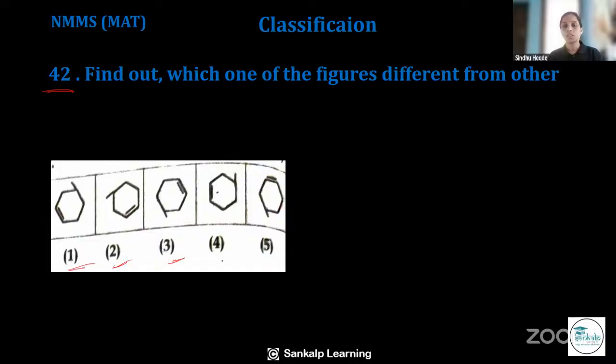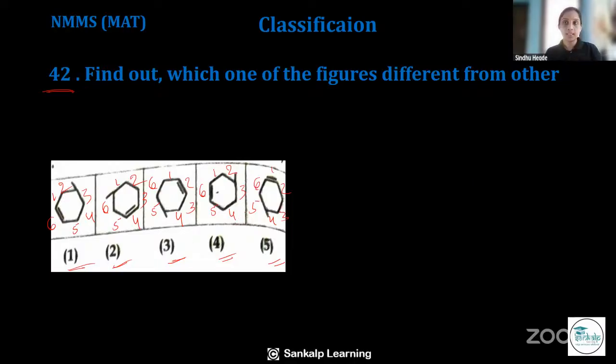All the images contain a six-sided structure pattern, that is, all structures are formed with six sides. 1, 2, 3, 4, 5, 6. This one is common to all.